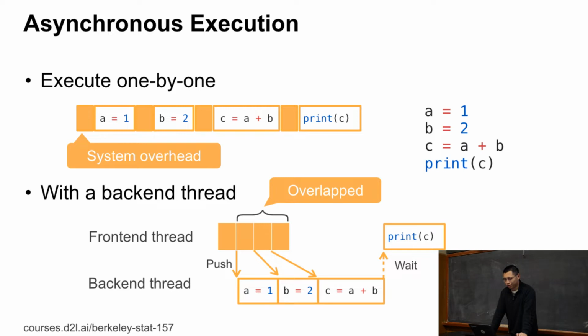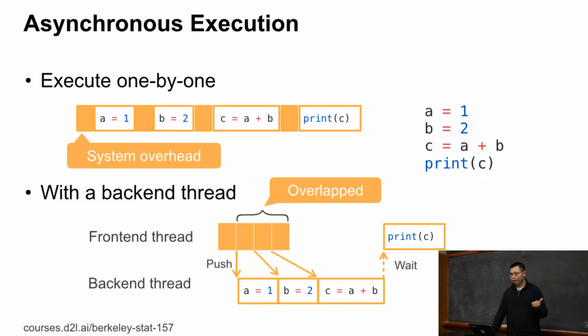Another design technique is called asynchronous execution, which means we have two threads. The front end is still the Python thread you interact with, but then we have another backend thread. The front end does nothing but compile the code and send the workload to the backend thread to execute. After you send it to the backend, you continue to the next statements, pay the overhead for them, and send the workload. You do that three or four times until at the end we print C, which means we read the results.